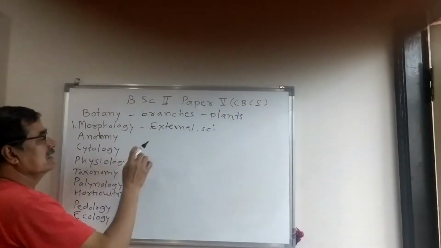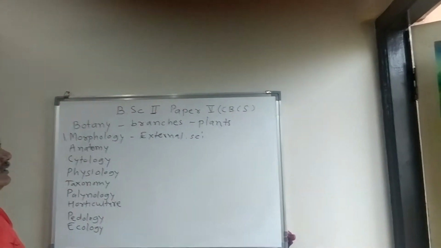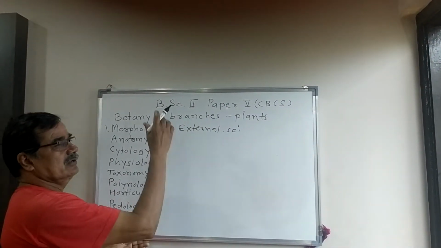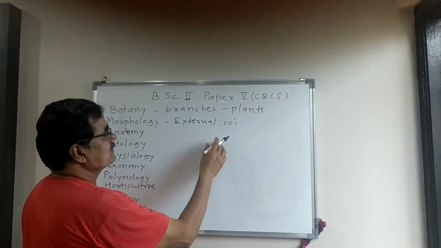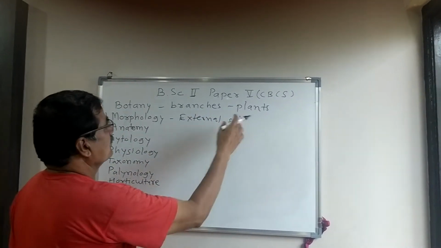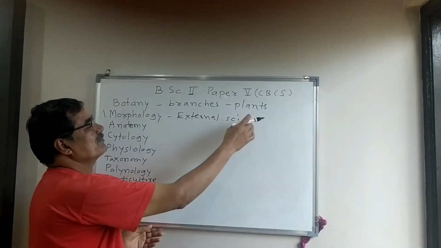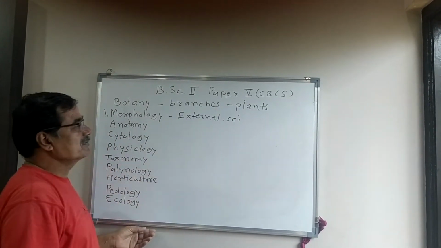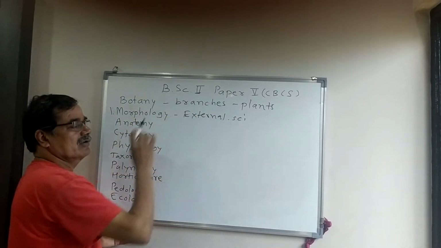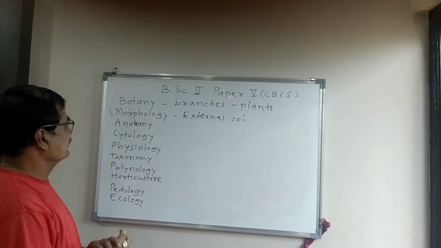Here, in the roots, there are types, their structures, and their modifications. In stems, you have unbranched and branched stems, circular and cylindrical stems, and branches. In leaves, simple leaves, compound leaves, and different types of flowers. These external characteristics are what we are going to see in morphology.